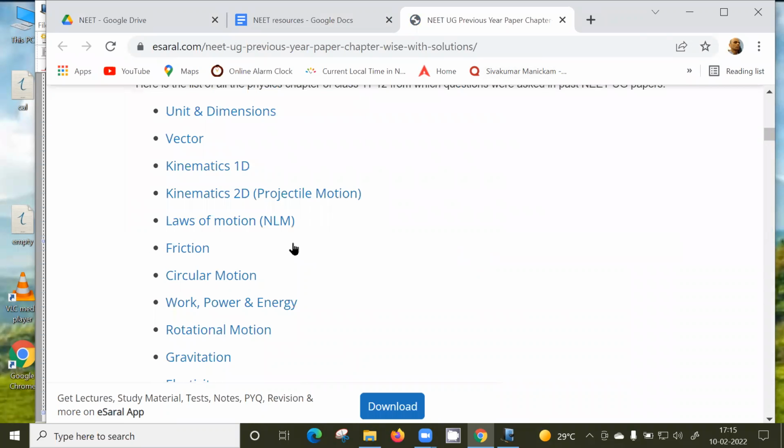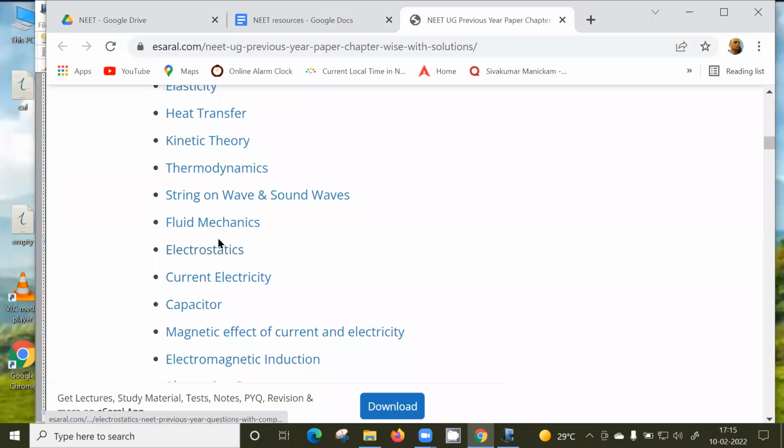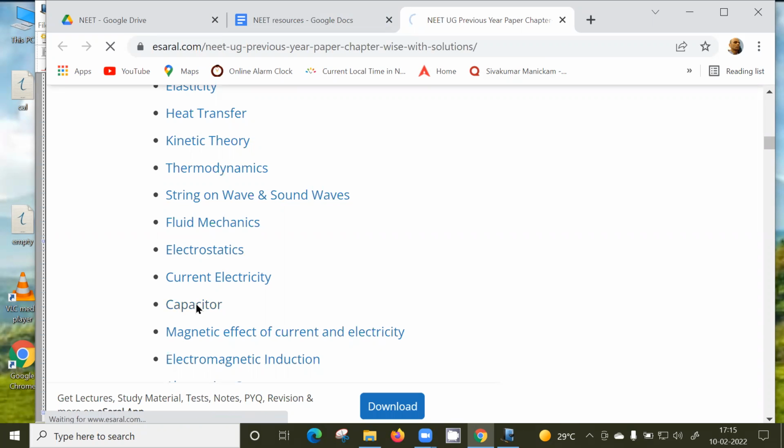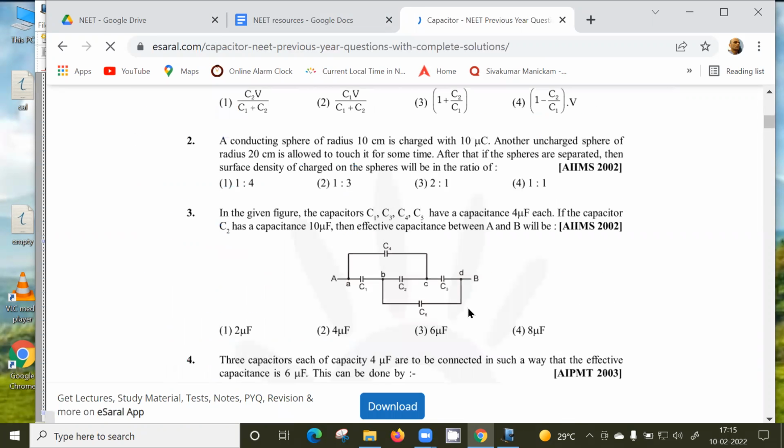So here, go to electrostatics or capacitor, separately it is there. Electrostatics is there and capacitor is there. So this will be chapter 1, this will be chapter 2. Click on this capacitor, you will get previous questions.